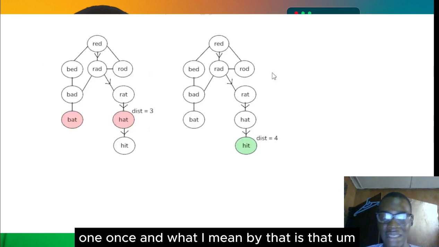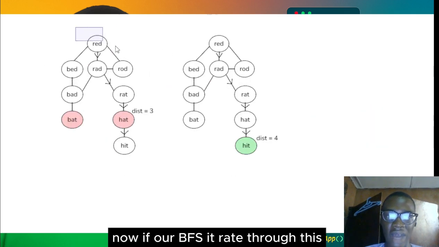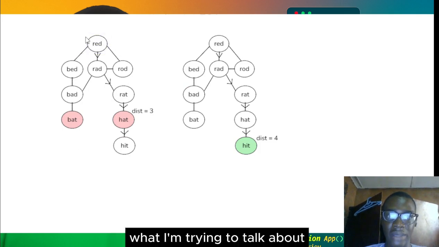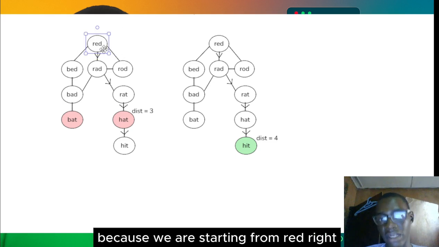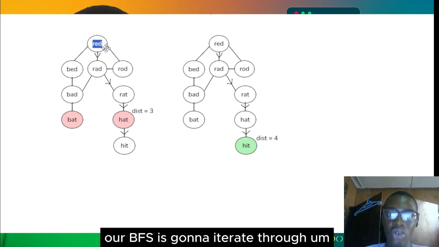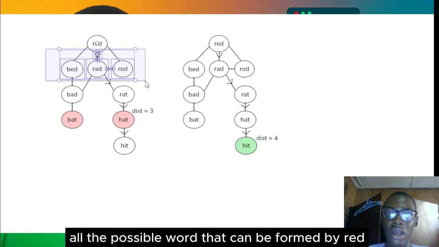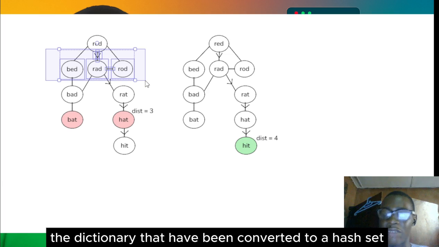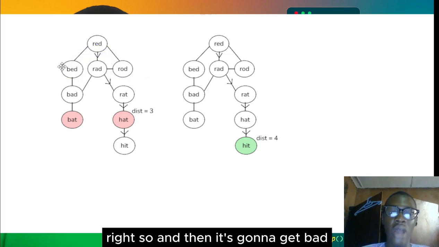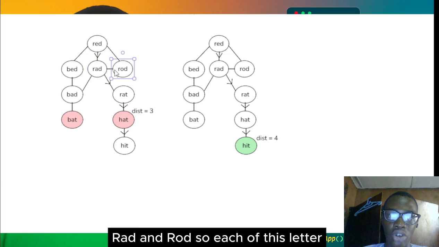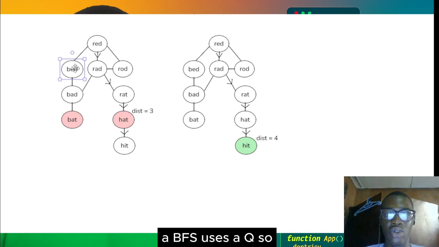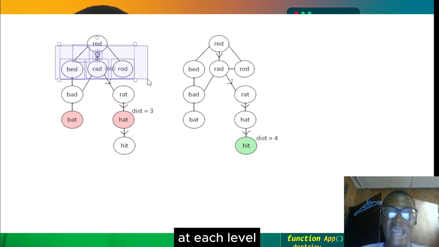What I mean by that is, now if our BFS iterates through, this is a practical illustration of what I'm trying to talk about. Because we are starting from red, our BFS is going to iterate through all the possible words that can be formed by red that are in the hash set, the dictionary that has been converted to a hash set. It's going to get bed, rad, and rod. Each of these words, we are going to add into our queue. A BFS uses a queue, so that queue is going to keep track of all the words at each level.